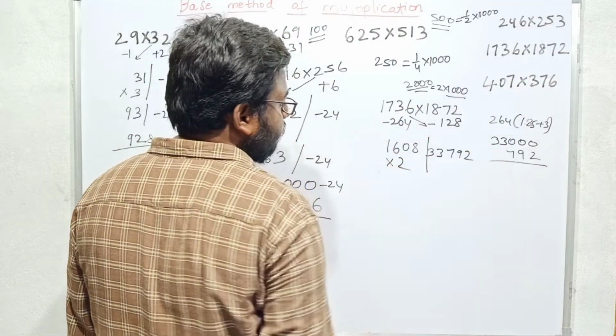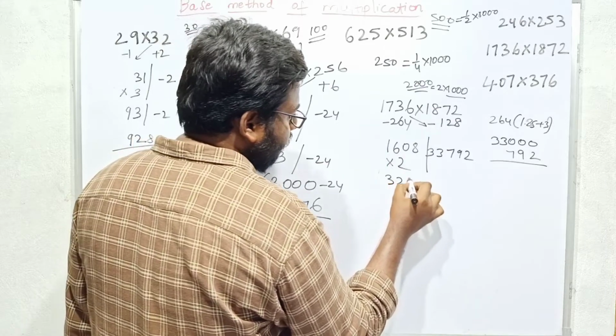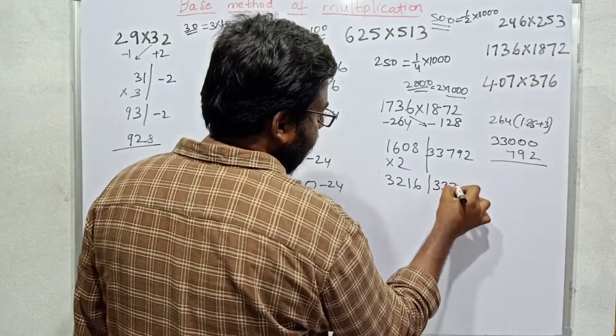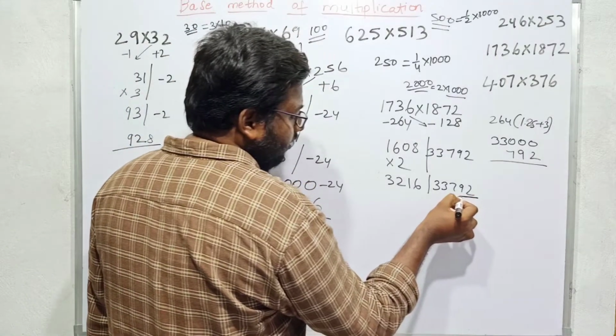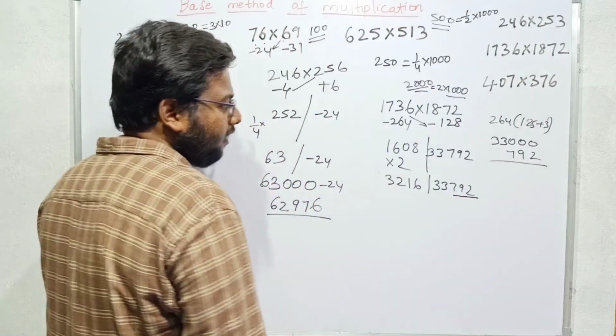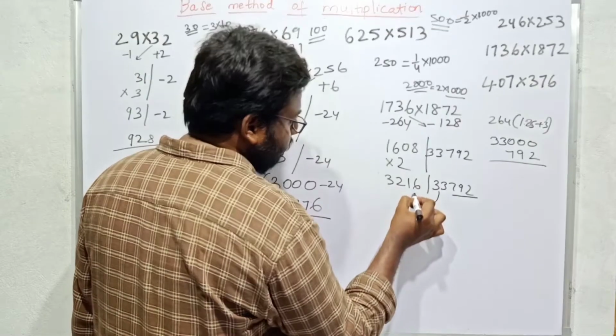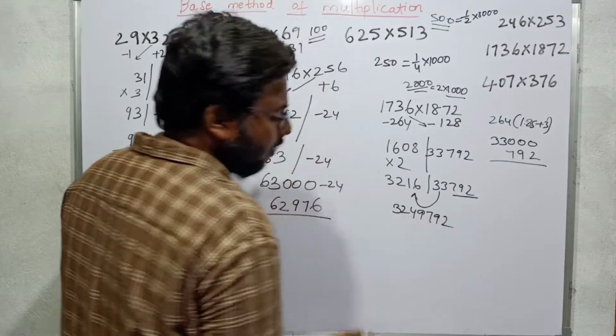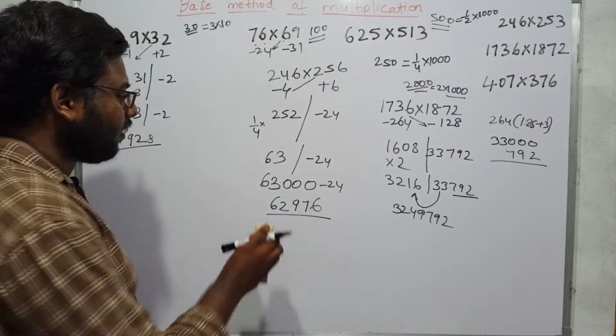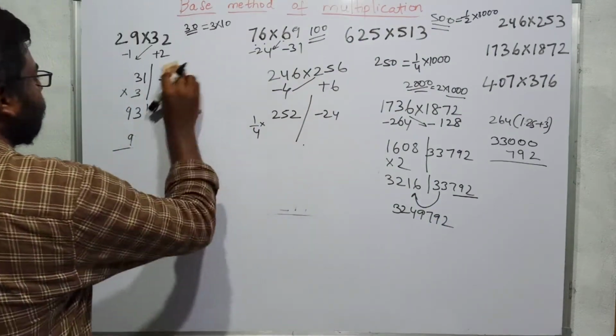I have to multiply the 1608 with 2, and I will get 3216. Here 33792. Since it is calculated on base 1000, now I have to permit only 3 digits, and here 32 should be added to 16. It is 3249792.